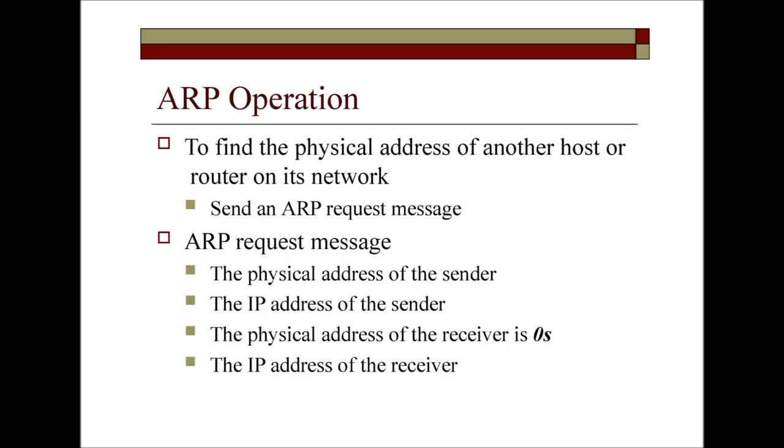ARP operation. How will the ARP protocol be used? To find the physical address of another host or router on its network, send an ARP request message. So this request message will be forwarded, and after this message we can get the reply of IP address, which is logical address. ARP request message will be forwarded in this way: the physical address of the sender, the IP address of the sender, the physical address of the receiver in 0 second, the IP address of the receiver. Because sender and receiver are used for the communication, the request will be forwarded to the receiver side, and we can get the specific physical address of the next device.